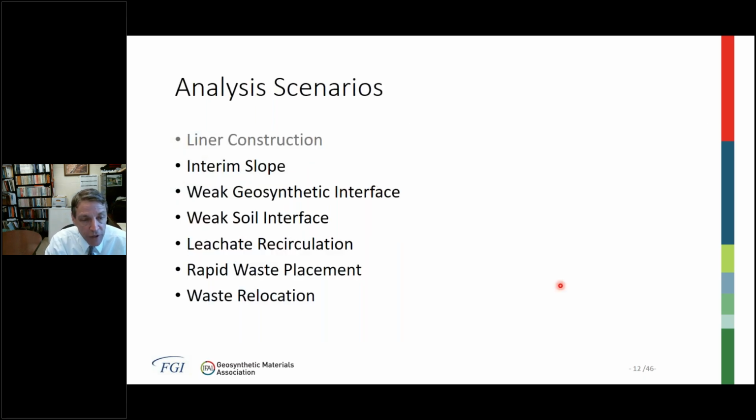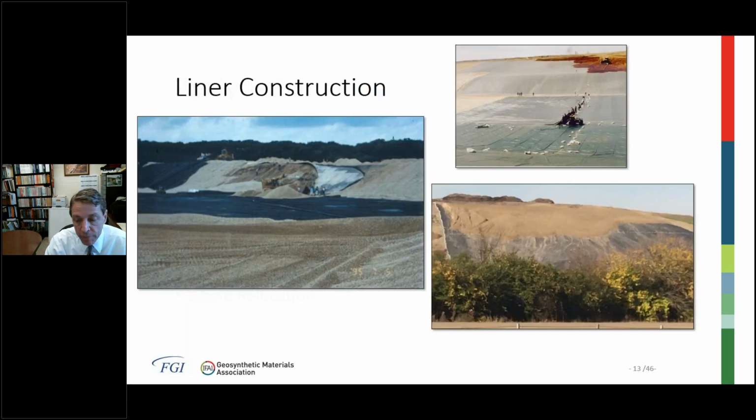Okay, here are the 7 analysis scenarios that I mentioned earlier. Liner construction, interim slope, weak geosynthetic interface, weak soil, leachate recirculation, and actually that should be liquids, and rapid waste placement and waste location. So I have a very quick example of all these 7, and then we're going to turn to the design strengths that you should use in your stability analysis.